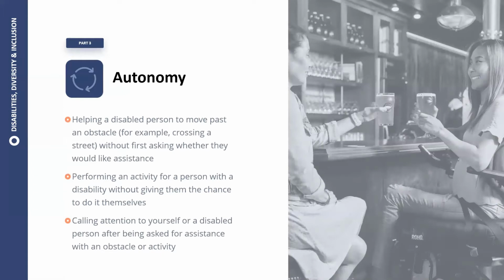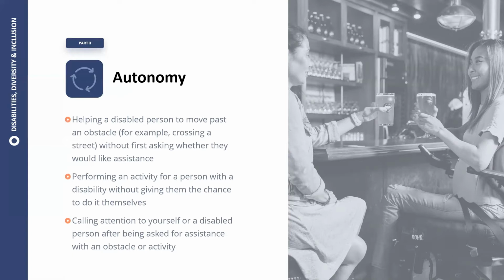Disabled people are unique individuals with likes, dislikes, talents, and dreams, just like everyone else. Yet there are numerous examples where people with disabilities are not given the opportunity to be in charge of their own lives because non-disabled people make assumptions about their autonomy. These situations are complicated because in the interactions, the non-disabled person is usually well intentioned.